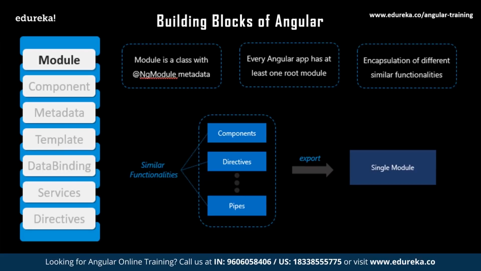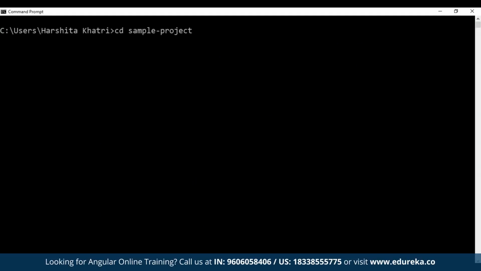Every application created with Angular will have at least one ng module, which is the root module. This root module is referred to as the app module. So by default, the app module will look something like this. So let me just get into the project we created initially to show you all what this app module looks like.